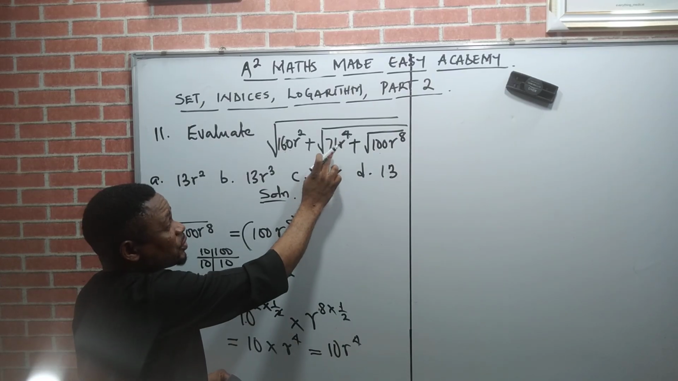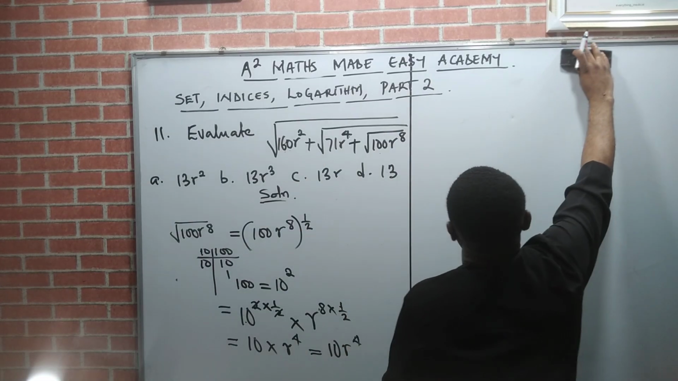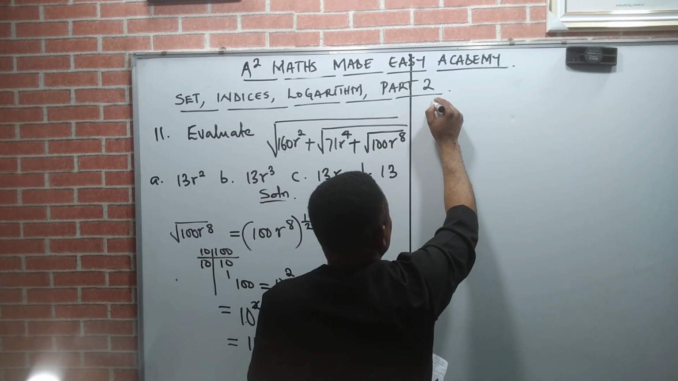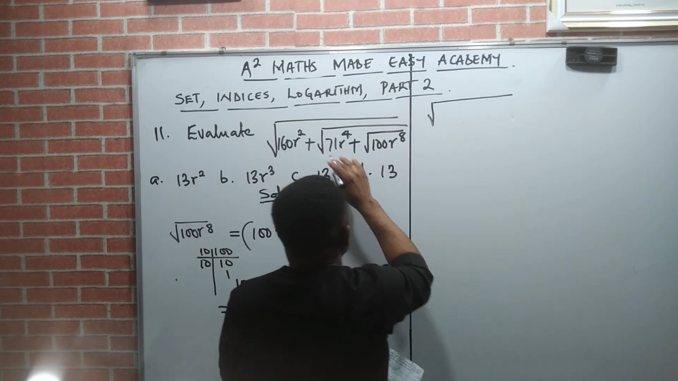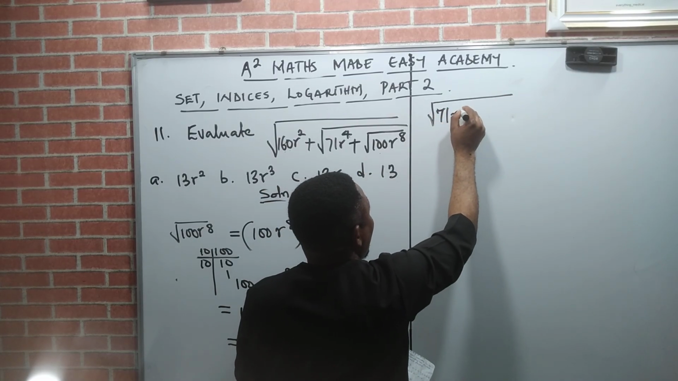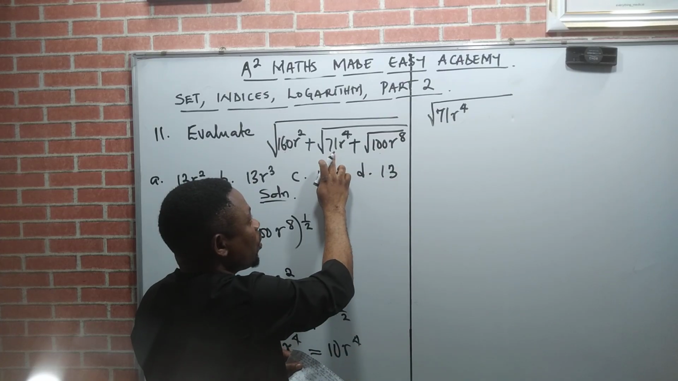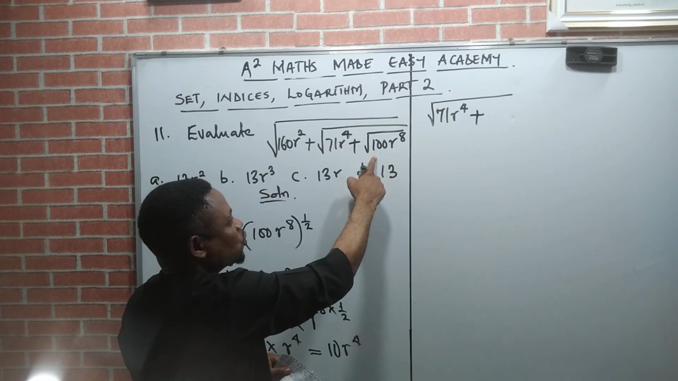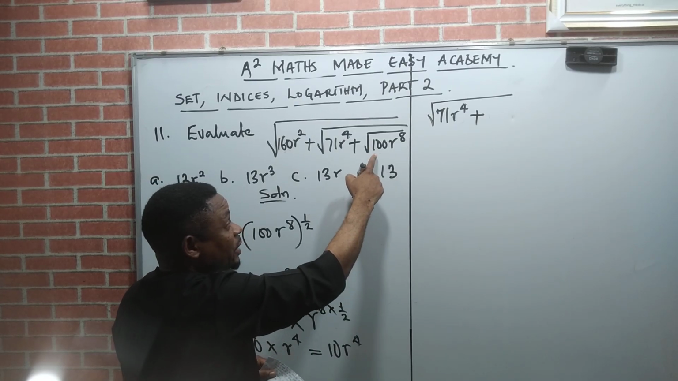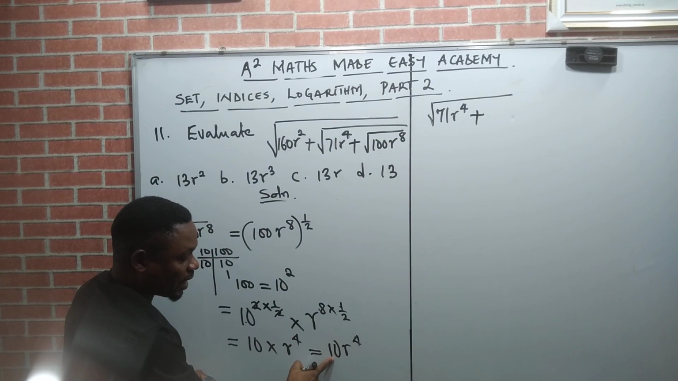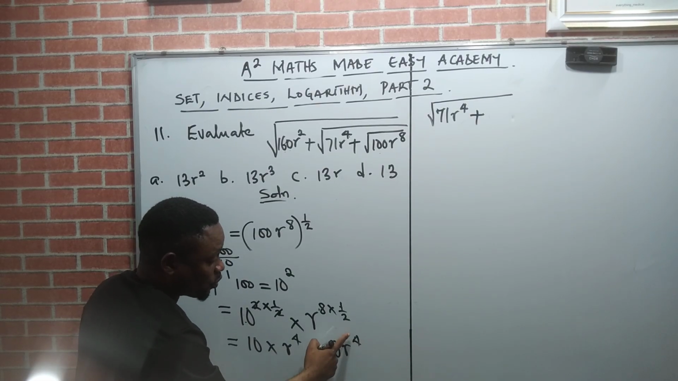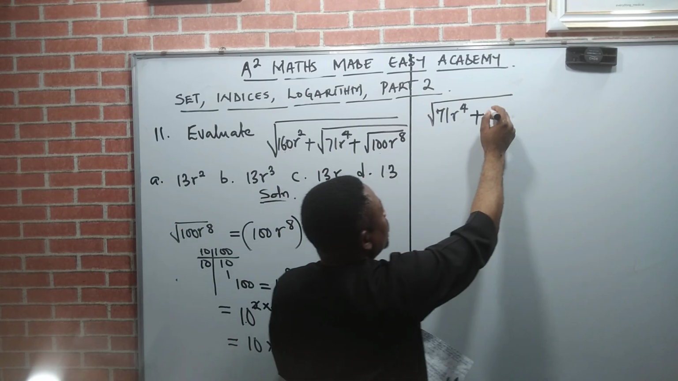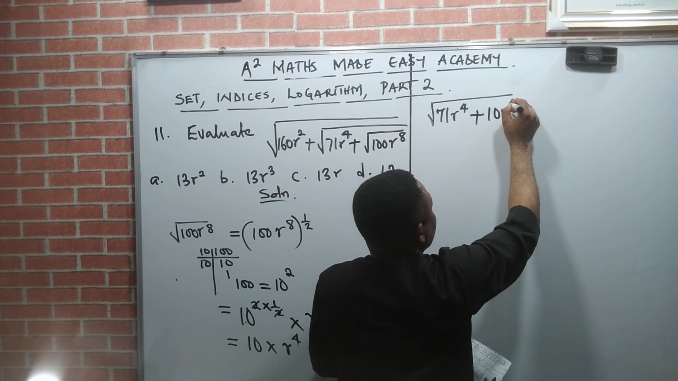Then we migrate to the one that is bigger than that smaller one, and that is this. So how do we dissolve it? I want you to watch again. I will now introduce the square root of 71r all to the power of 4. Now be careful, here is plus, right? The smaller square root we have already dissolved, and the answer is 10r raised to power 4. What did I say? 10r raised to the power of 4. Then I will go here and put 10r raised to the power of 4.